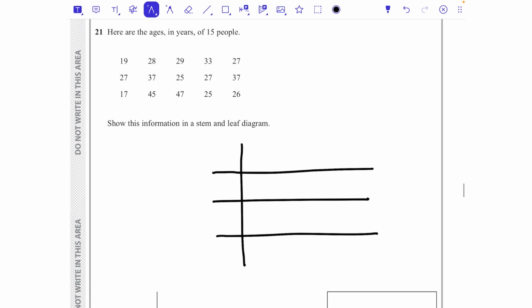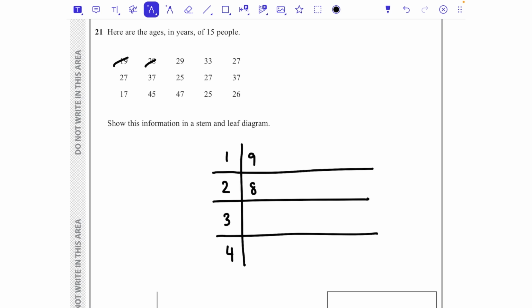So stem is the same as the tens. So we've got numbers in the teens, numbers in the 20s, numbers in the 30s, and numbers in the 40s. So I'm going to put 10, 20, 30, 40 down this side. And then I'm just going to go through in order. Now, the reason I'm going through in order is because I don't want to miss any. So 19 goes here. That goes in the tens section.